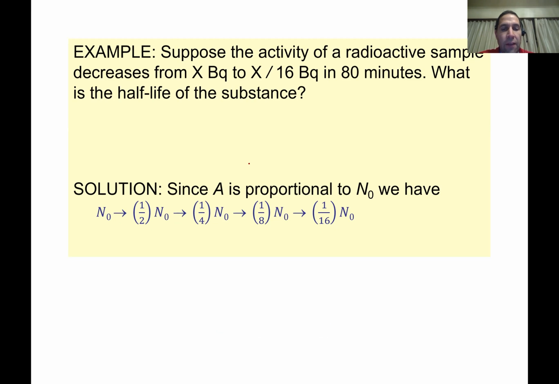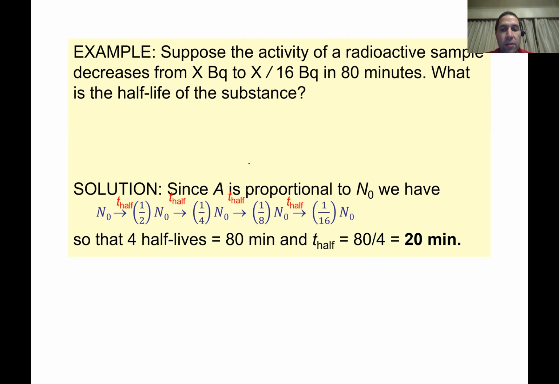one half-life, I'm going to have half. Second half-life, I'm going to have a quarter of the original. After the third half-life, I'm going to have 1/8 of the original. And after the fourth half-life, I'm going to have 1/16th of the original amount. So how many arrows do you see there? 1, 2, 3, 4. So I have 4 half-lives in 80 minutes. And so one half-life would be 80 divided by 4, or 20 minutes.